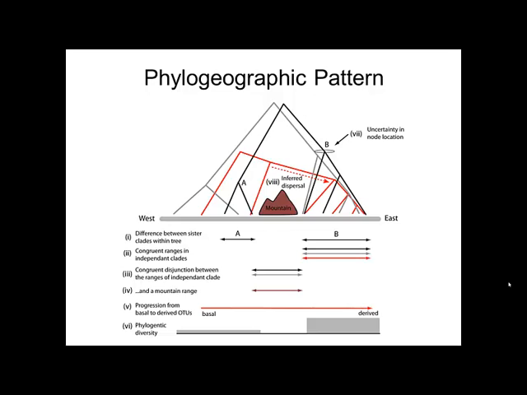So we can get the same pattern in multiple species because they react to the same historical event splitting their ranges. And this diagram attempts to show some of the patterns that biogeographers are interested in, to try and understand, first of all, what is the pattern today, and then what was the history that resulted in that pattern today? So we look, for example, at differences between sister clades within a tree. What's a sister clade? Think of a clade as a subtree.